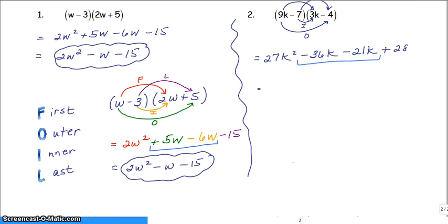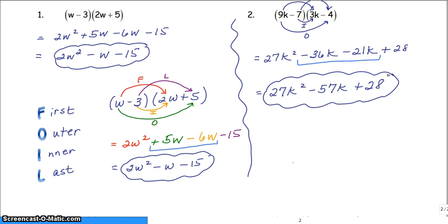So now let's combine like terms, keeping in mind it's the inners and the outers of FOIL that we generally are able to combine. So we would have 27k squared, and then a minus 36k minus 21k would give us a -57k, plus 28. And that would be our answer then, 27k squared minus 57k plus 28.